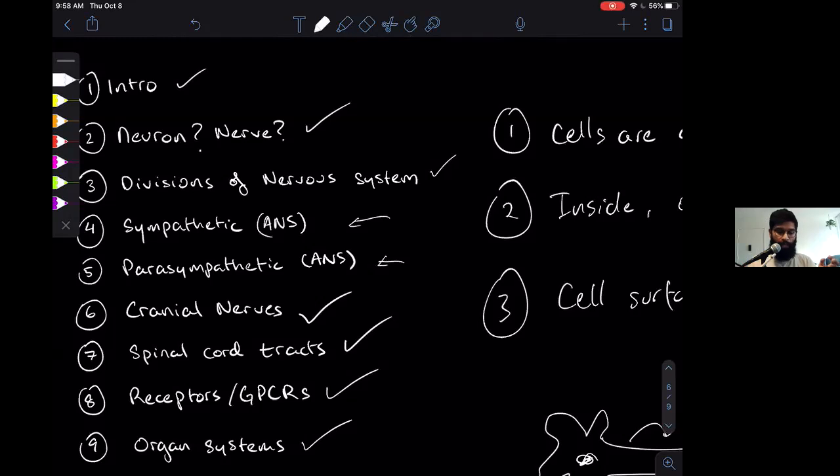Again, if you want more information on this, go and check out Chapter 2 of Costanzo. It'll give you a lot of good information. Hopefully this provided a little bit of a metacognitive framework for you. Hopefully it was a little bit helpful.